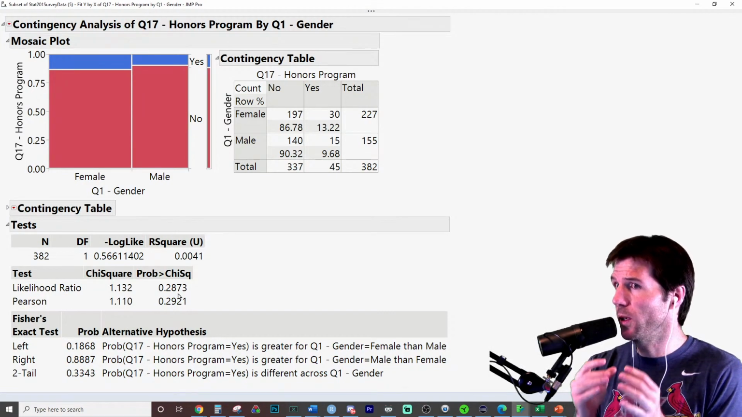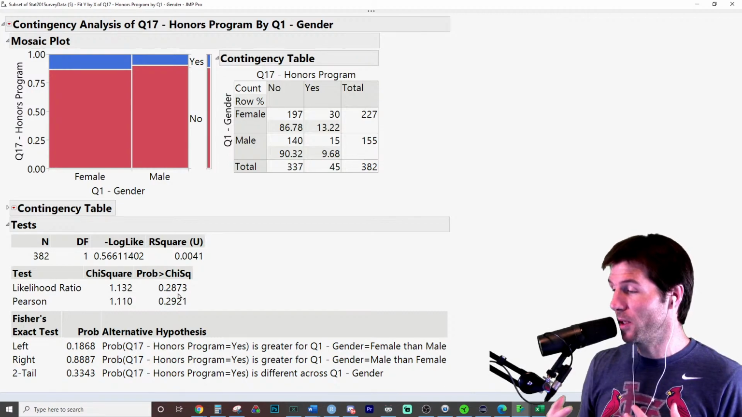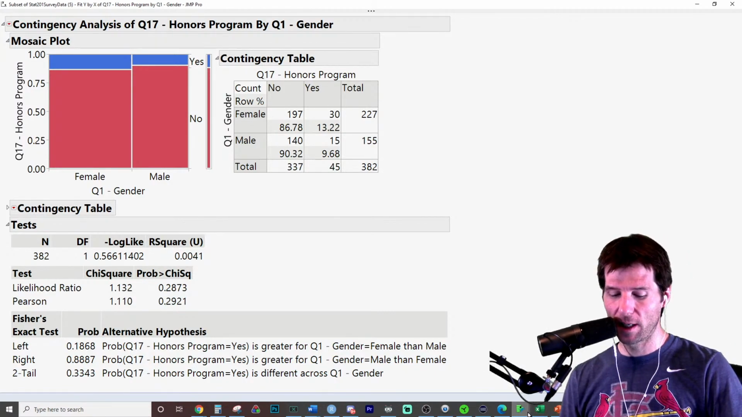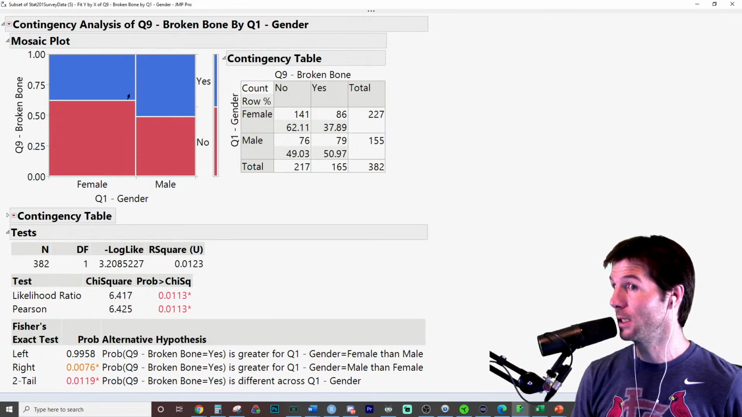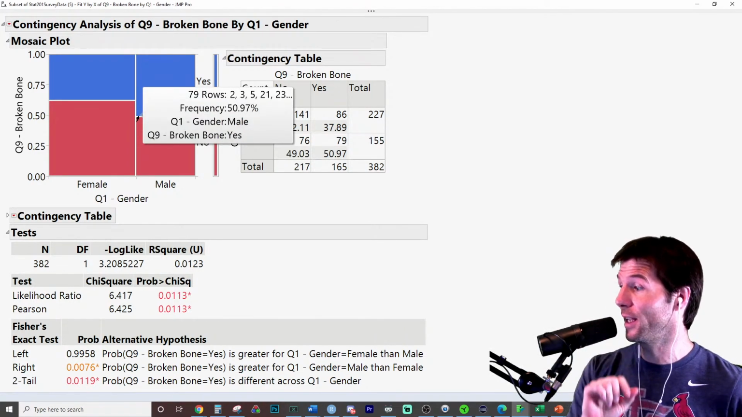It's a small difference between whether someone is male in the honors programs and females in the honors program. And the p-value is very high right here, telling us that those differences are probably just by random chance. But over here on the other graphic, the p-value is much smaller because the difference is much larger, telling us that this difference is unlikely by random chance.